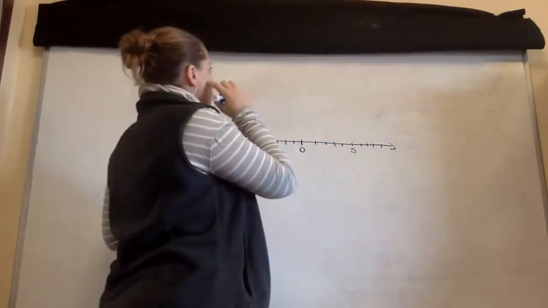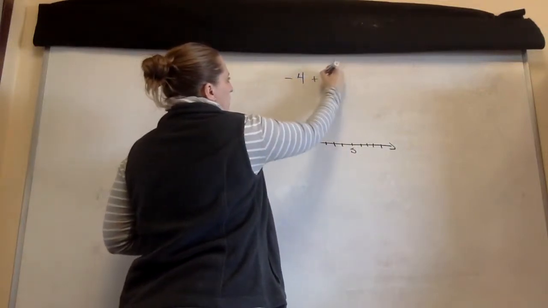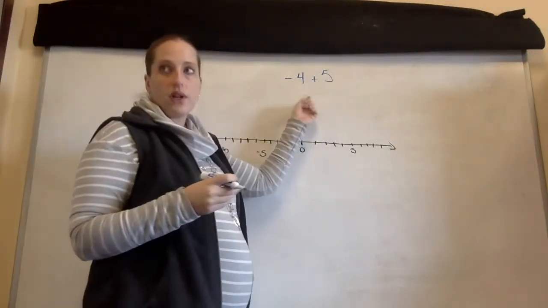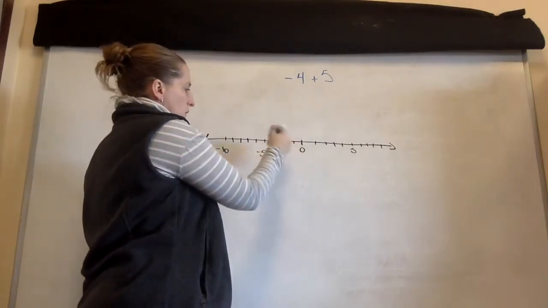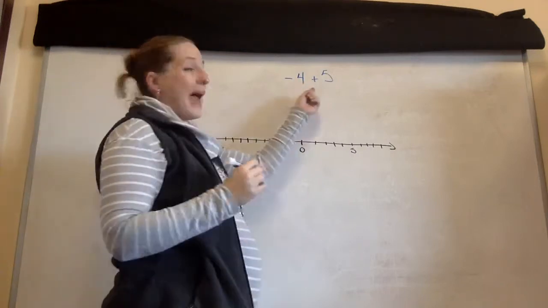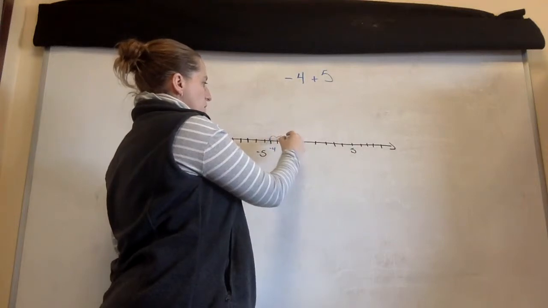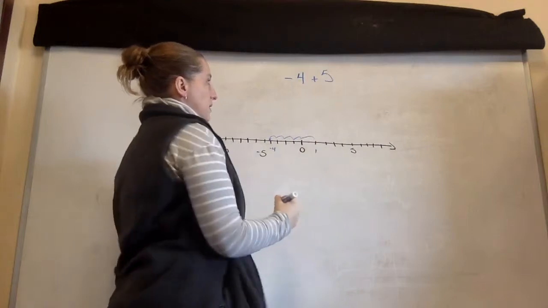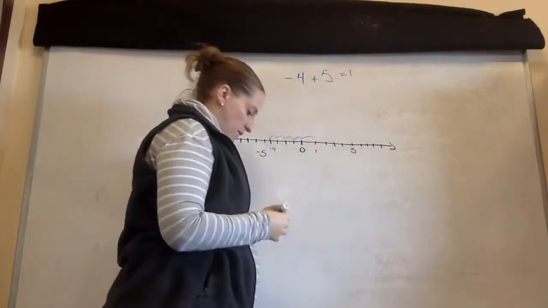Okay, so to start with, let's look at -4 plus 5. Okay, so we're starting at -4. We're starting at the opposite of +4. So I'm going to find -4. 1, 2, 3, 4. Here's -4. Okay, and then I'm adding, meaning I'm moving to the right, and I'm adding 5. 1, 2, 3, 4, 5. Where did I end? I ended at +1. So -4 plus 5 must be +1.